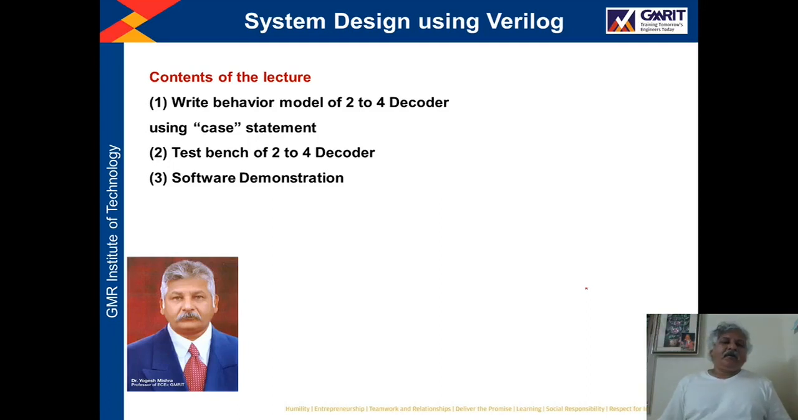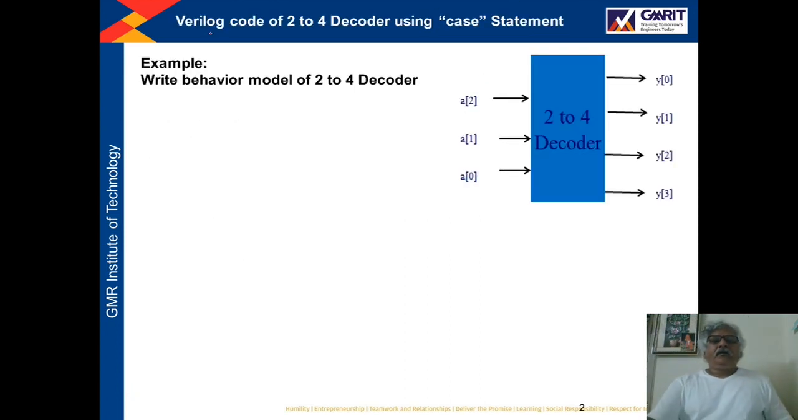So in the last lecture, we discussed the behavior model of a 4 to 1 multiplexer using the case statement. Today we will take another example of the case statement, and in this example we will write the behavior model of a 2 to 4 decoder. Then we will write the test bench for that, and I will demonstrate the result in the software. So now, Verilog code of a 2 to 4 decoder using the case statement.